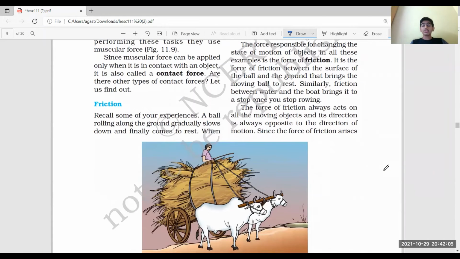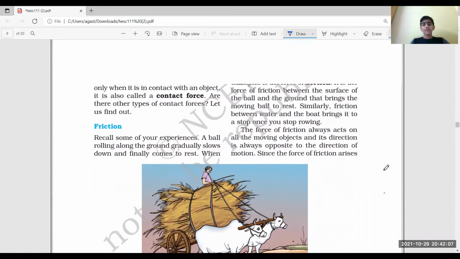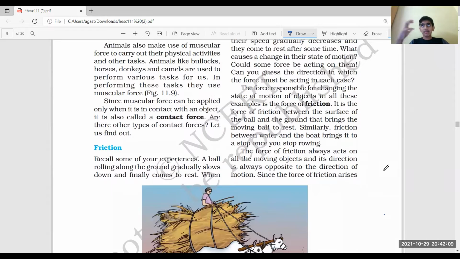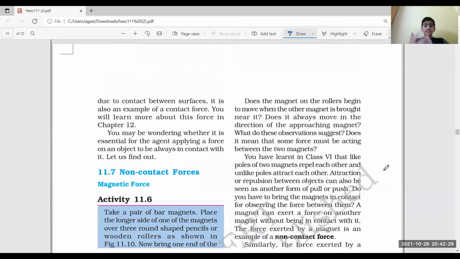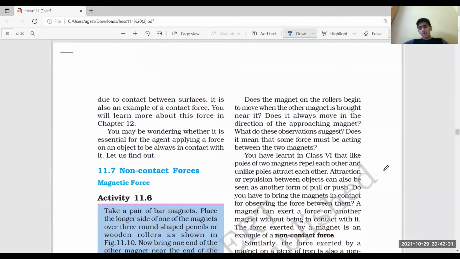And frictional force is something which we are learning new. Muscular force, we get from the name of it, that muscles. But for the frictional force, the main central topic is that it opposes the direction of a state of motion of an object. It opposes the direction of a motion. So, this is the main property of friction, and more about friction you learn in the 12th chapter, which is the next chapter.